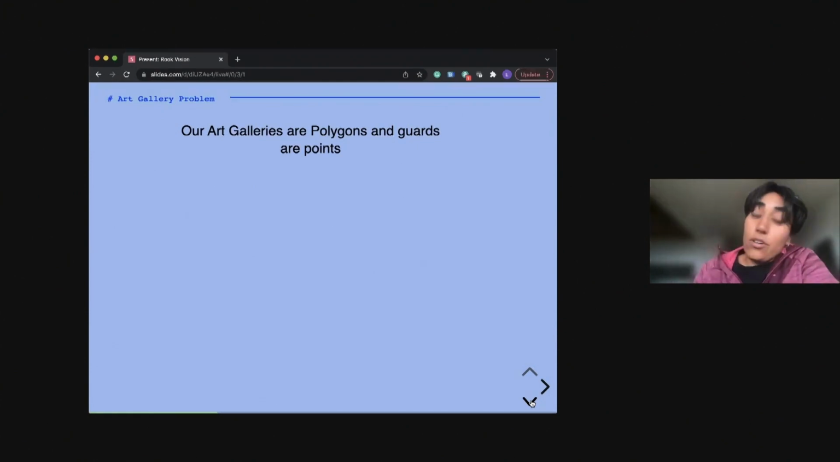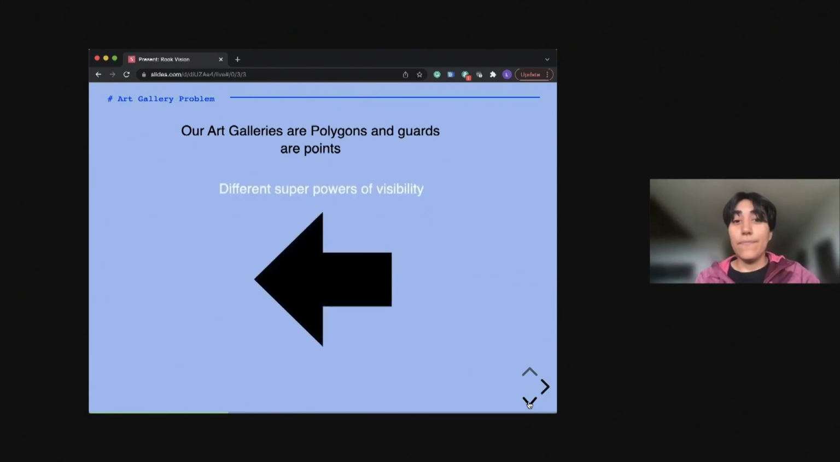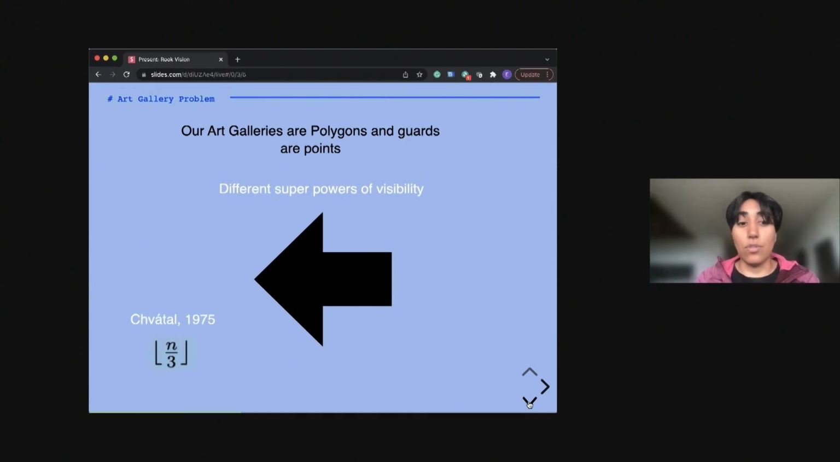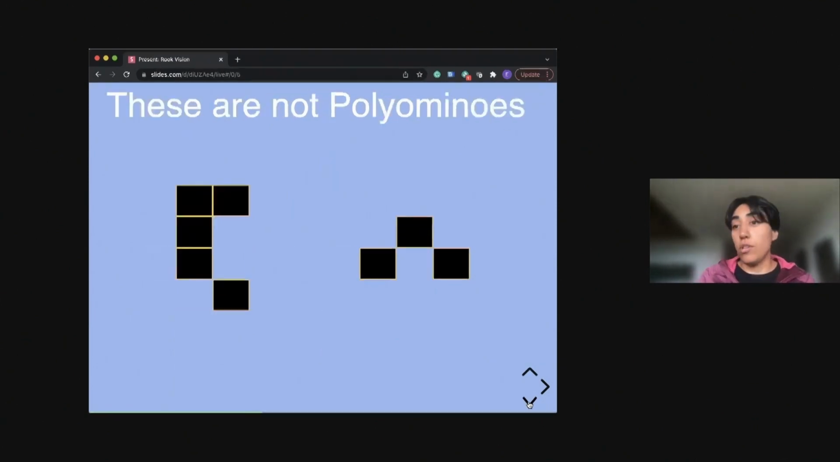So yes, our art galleries are going to be polygons, and our guards are points. Then we can go to Chvátal, who proved that you need at least n/3 guards to guard a polygon, whether or not it is convex. That was a very interesting result. Now, let's go to polyominoes.